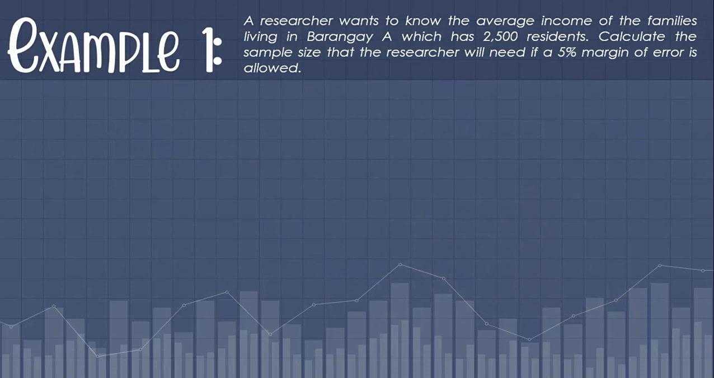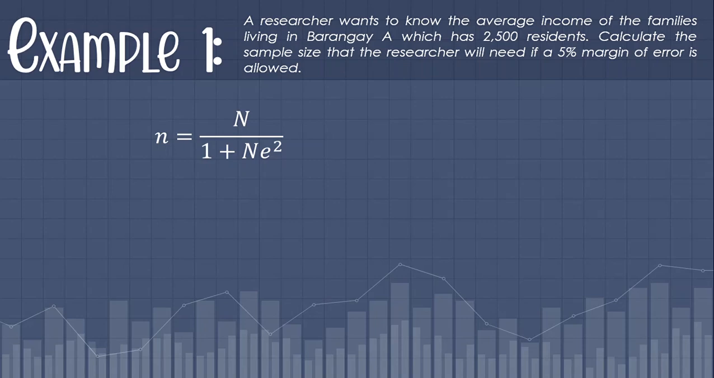Now, let's apply that formula in determining the sample size. For example 1, a researcher wants to know the average income of the families living in Barangay A, which has 2,500 residents. Now we have to calculate the sample size that the researcher will need if a 5% margin of error is allowed. Again, let's use Slovin's formula, n is equal to N over 1 plus NE squared. Now let's plug in the values.